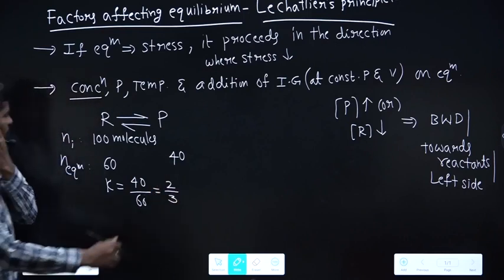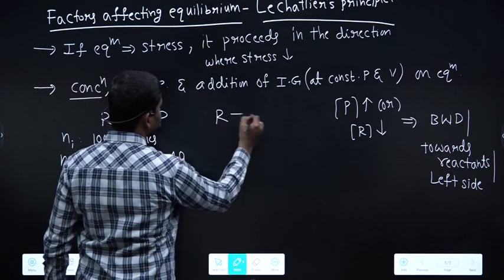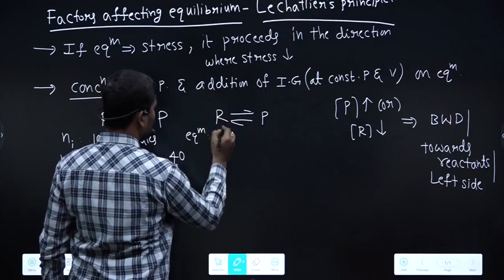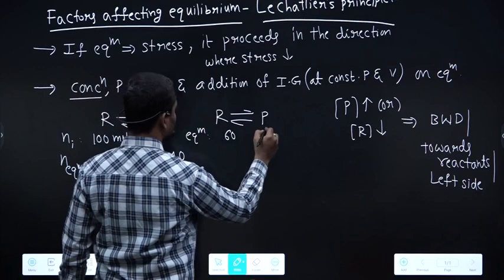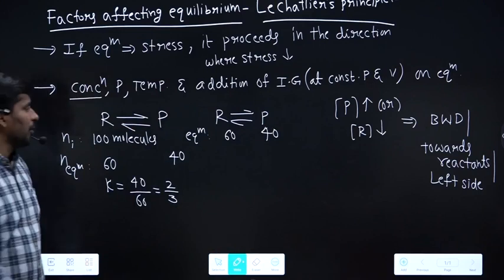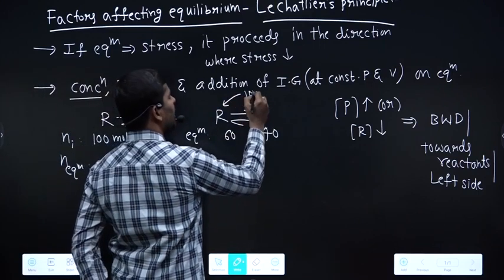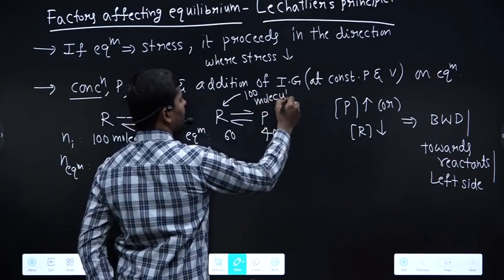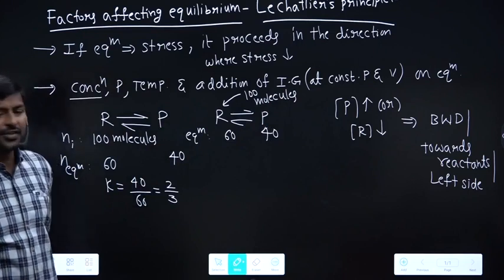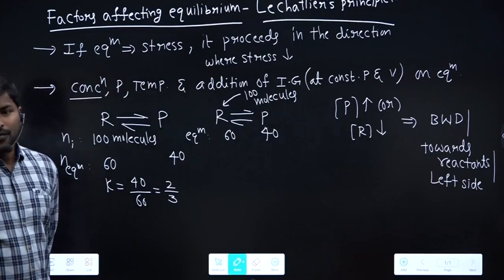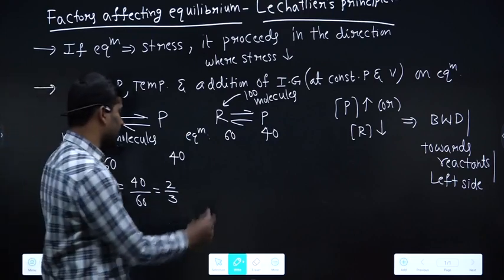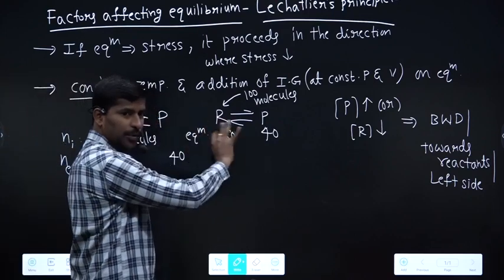Now, for example, to this equilibrium, which is already at equilibrium, with 60 molecules of reactant and 40 molecules of product, I am adding again 100 reactant molecules. Now it proceeds in which direction? Forward direction. We are increasing the concentration of reactant, so it proceeds in the forward direction, such that this equilibrium is disturbed.